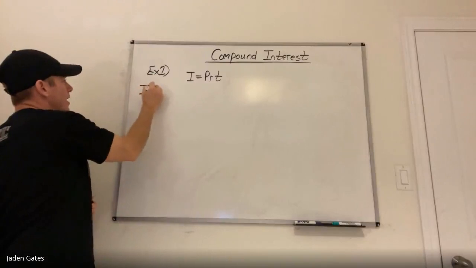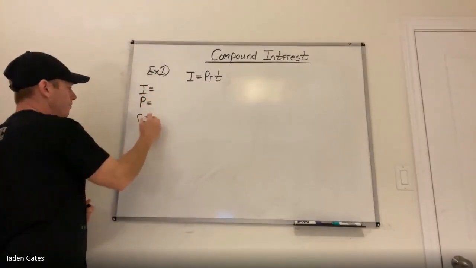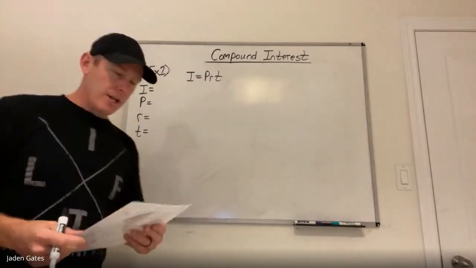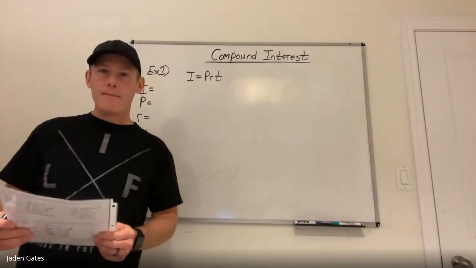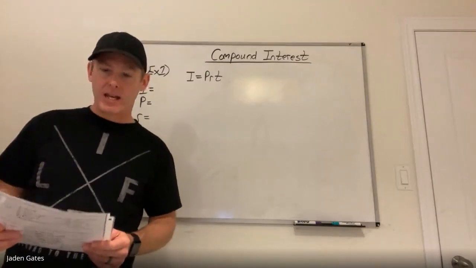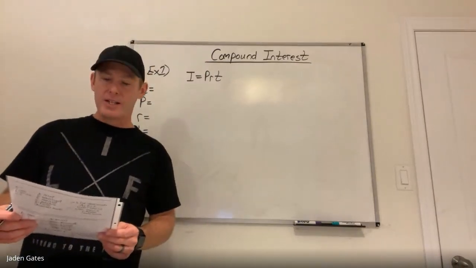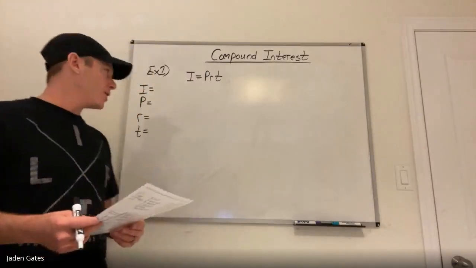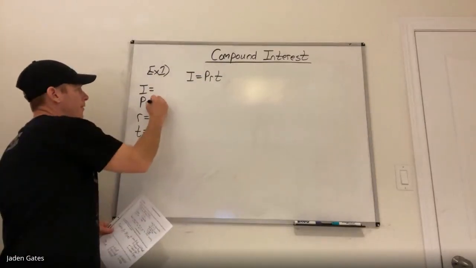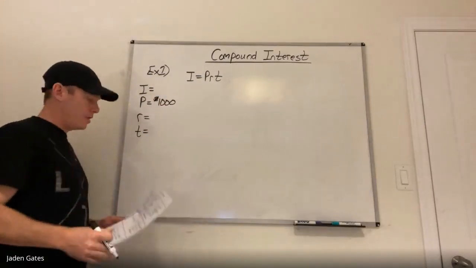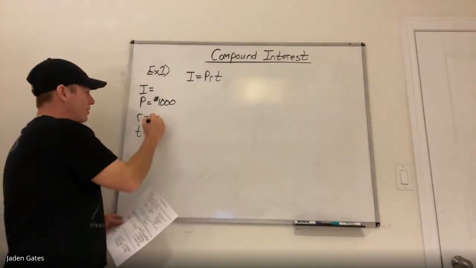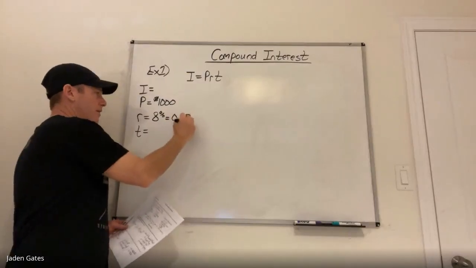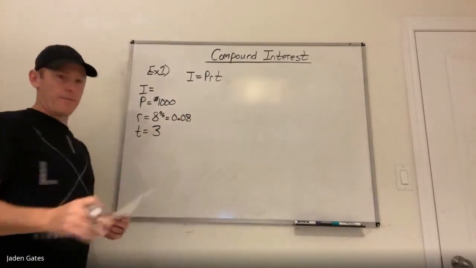Again, we have a situation where I'm going to figure out some simple interest here. It says, example one, find the final amount, same thing, in a bank account if $1,000 is invested at a rate of 8% for 3 years using simple interest. So we're going to put $1,000 in the bank. There's my principal. My rate is 8%, which as a decimal, divide by 100%, is 0.08. And we're looking at a time of 3 years.